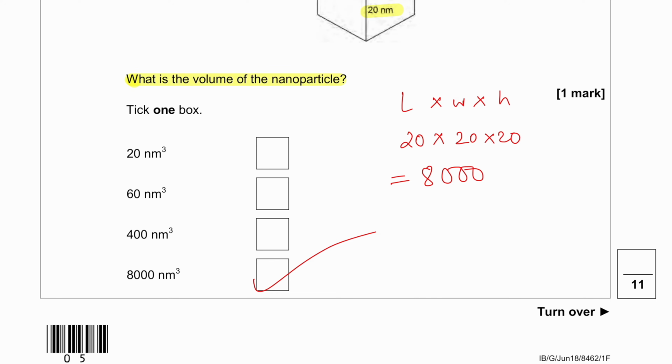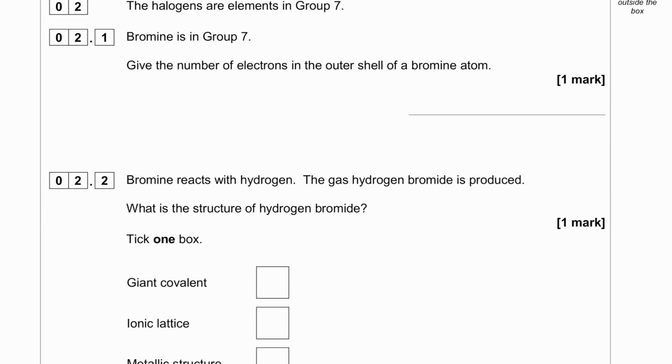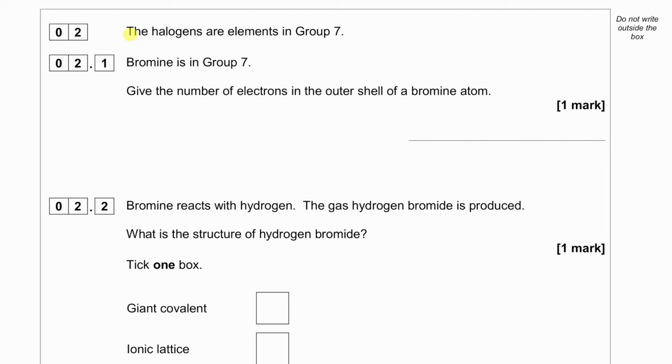Guys, we're moving to question number 2. The halogens are elements in group 7. Bromine is in group 7. Give the number of electrons in the outer shell of bromine atom. Okay, very good. Any element that belongs to group 7 has 7 electrons in their outer shell. So this will be group 7. So the answer will just be 7.